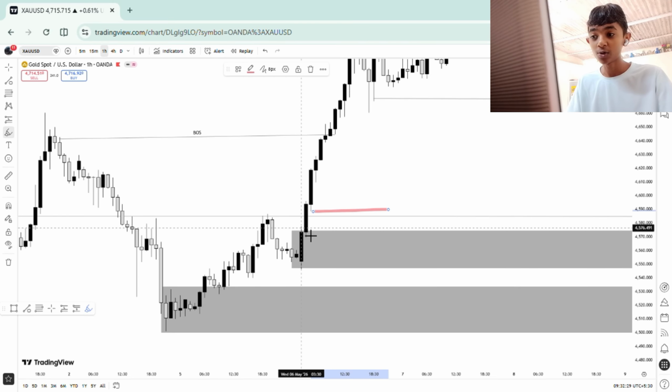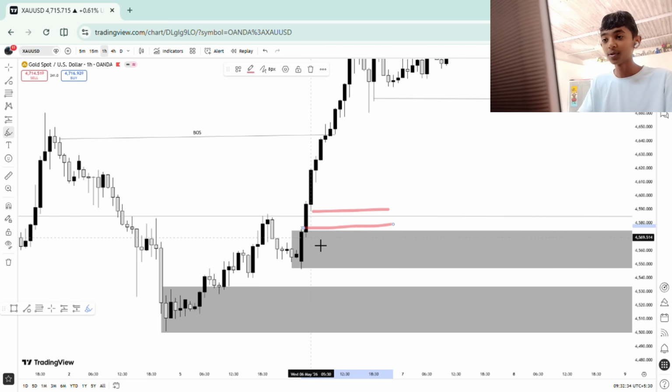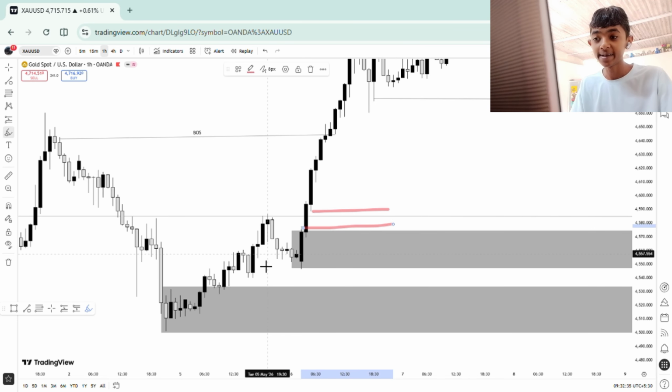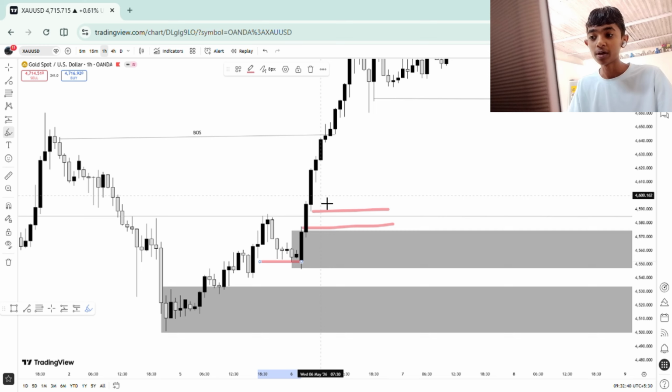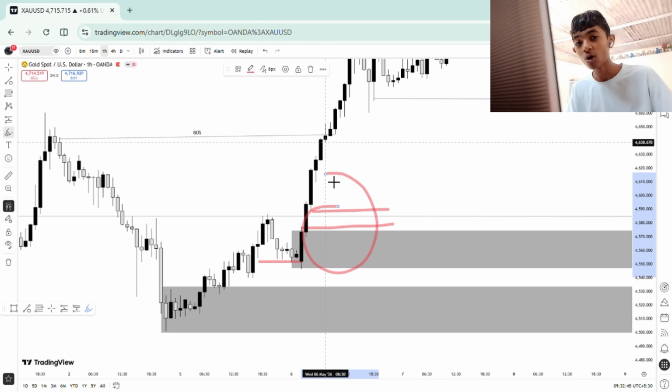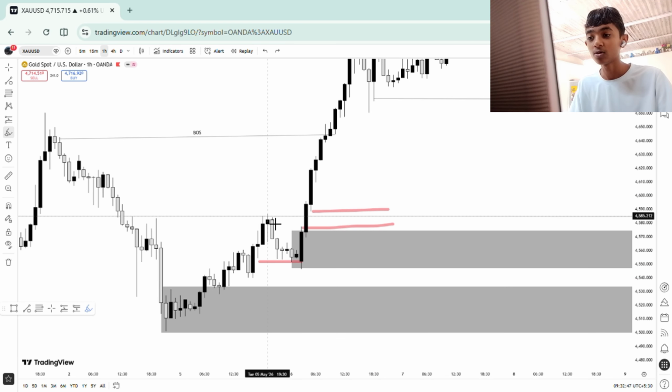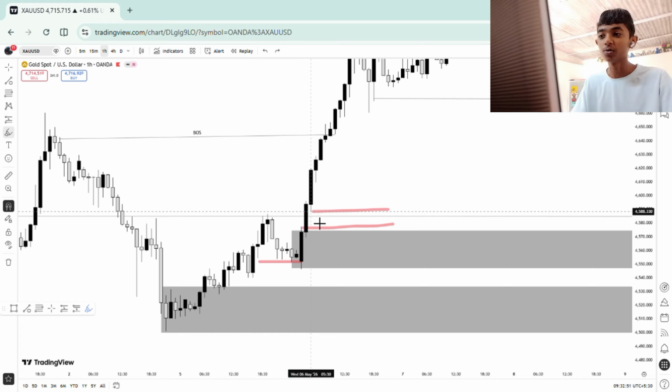Number two, it should lead to a liquidity sweep. So we can see that it led to a liquidity sweep. Number three, it should not be mitigated. Yes, it's unmitigated. Number four and final, it should lead to a breakout structure. So it checks off all the criteria of a valid order block. This is a valid order block.